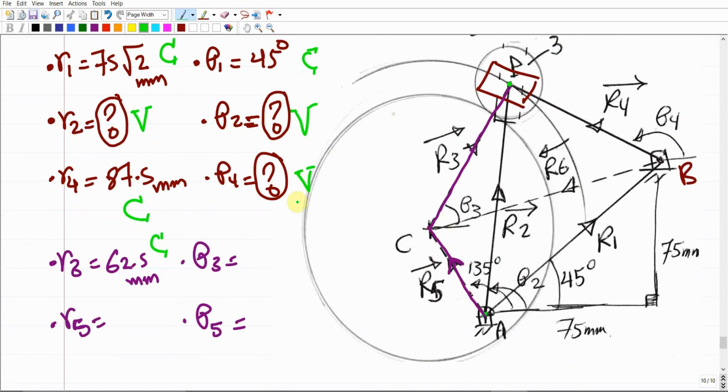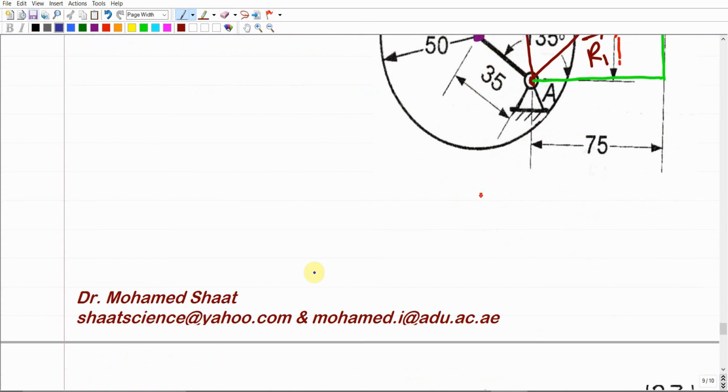And theta 2, it should be this angle, theta 3, I'm sorry. This theta 3, it should be this angle, which we have no clue how much it is. With respect to us, this theta 3 is unknown. How about R5? R5, the distance between A and C, is already given to us here by 35 millimeter.